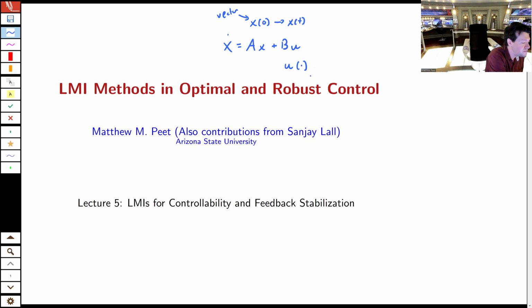But we have infinitely more information to map from than we had in the case of a vector. This is a signal. So not only do we have u of t, or say u of 0, which is a normal vector, we have u at every other time greater than 0. So it's a much more complicated map.